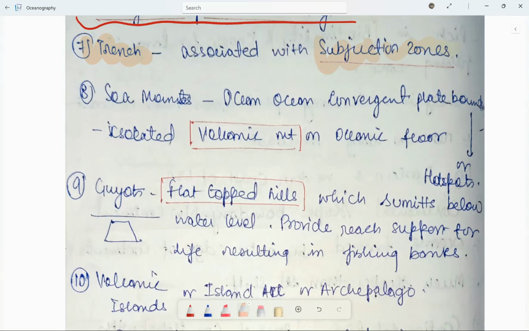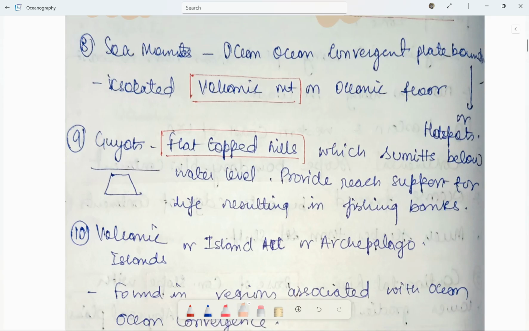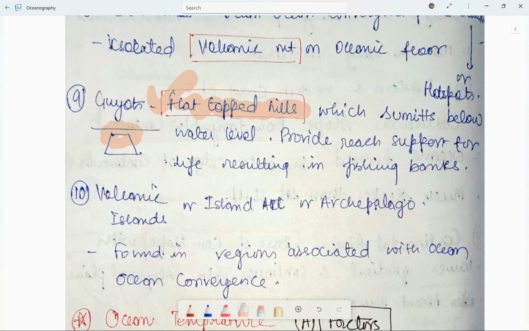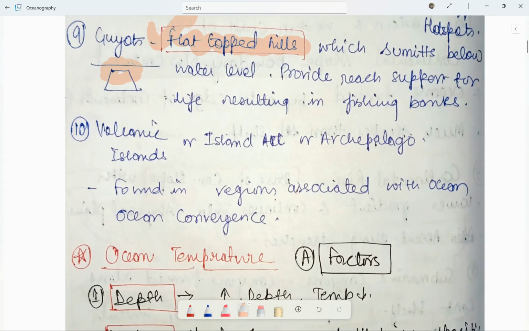Next are seamounts. Seamounts are generated at oceanic convergent plate boundaries, which we have also studied in landforms, and these are isolated volcanic mountains on the oceanic floor. Next we have guyots. Guyots are flat-top hills whose summits are below water level. They do not have a pointed top, but around them many forms of biodiversity flourish, as we will learn about coral reefs going forward. It provides rich support for life, which results in fishing.